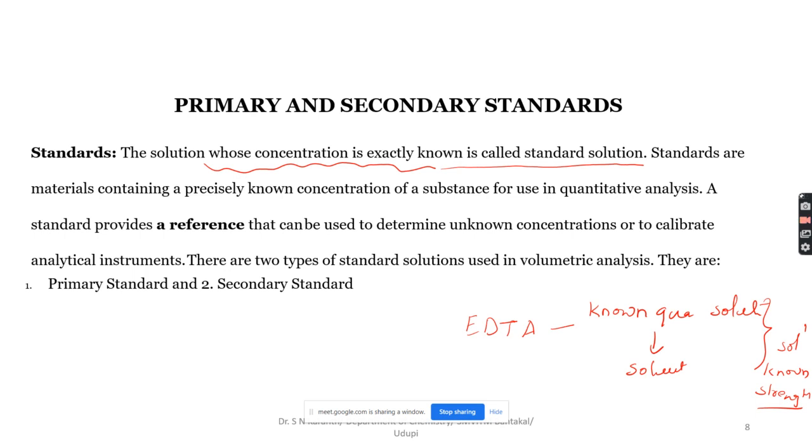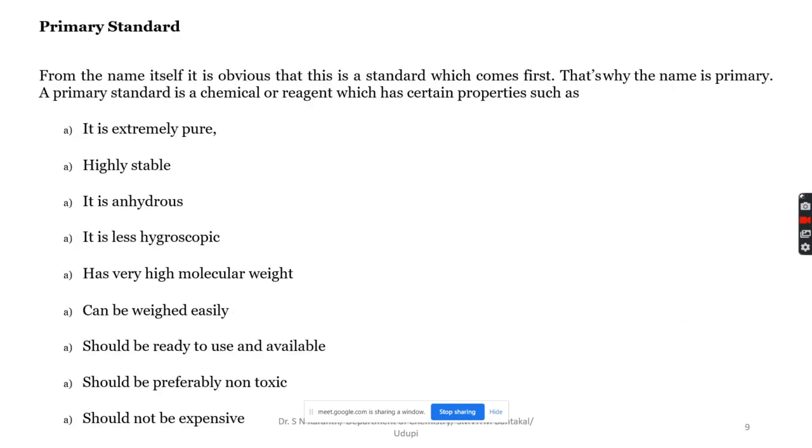That standard solution usually provides a reference that can be used to determine unknown concentration or to calibrate analytical instruments. So the standard solution is not only used for titration, it is even used for the calibration of instruments. See, in the calibration of conductometry, we usually use KCl solution to standardize the instruments. That solution is actually a primary standard solution. There are two kinds of standard solution. One is a primary standard solution, the other is a secondary standard solution. Now we'll consider what a primary standard solution is.